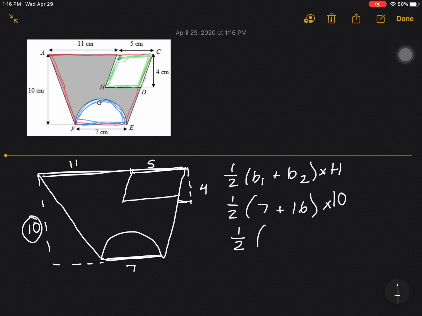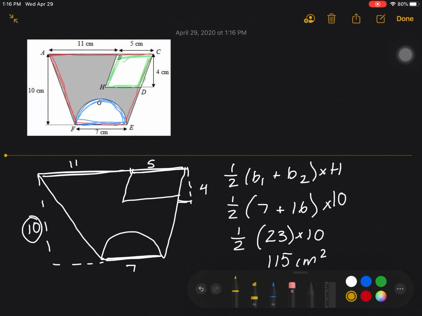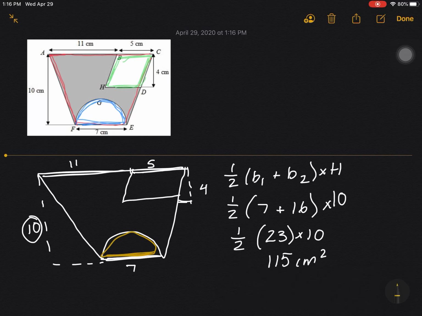So let's continue to plug in. We're looking for 1/2. Remember, we do parentheses first. When we do 7 plus 16, we're going to look at 23 times 10. You can go ahead and type that into your calculator, remember you are able to use a calculator on this, and you should get that your answer is 115 centimeters squared. Now that is the area of everything inside that trapezoid. Remember that we still need to subtract this semicircle and we still need to subtract this parallelogram. So let's get back to work and finish this.